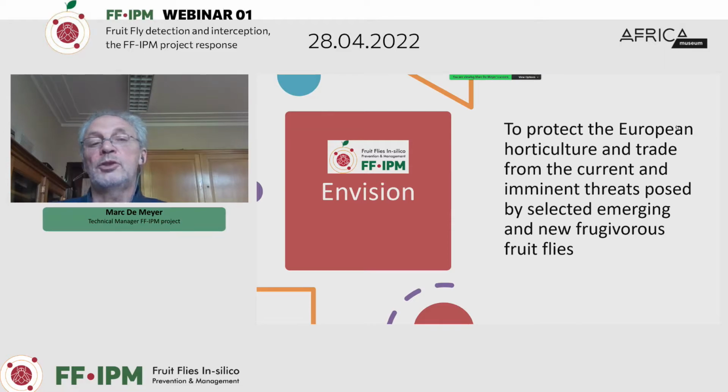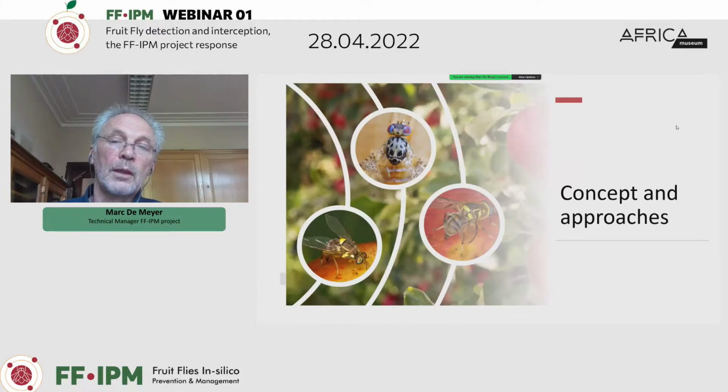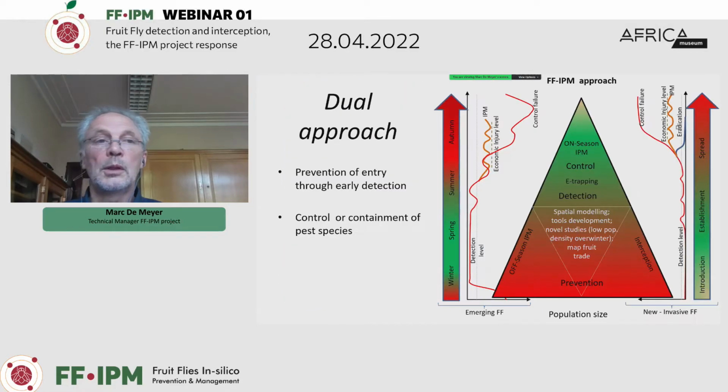And therefore, the vision of the fruit fly IPM project is to try to protect European horticulture and trade from the current and imminent threats posed by selected, emerging, and new frugivorous fruit flies. So just a short word about the concept of the project as such and its approach. The approach is actually dual.